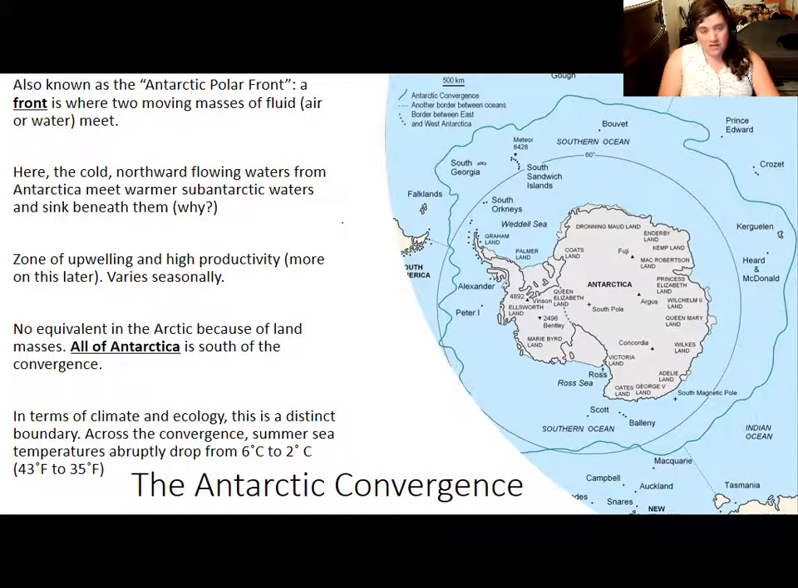And presently, the entire continent of Antarctica is south of the convergence, as are many other islands, which we will talk about in the next slide briefly. But this does not really exist in the Arctic. Nothing equivalent exists in the Arctic because it is surrounded by land.